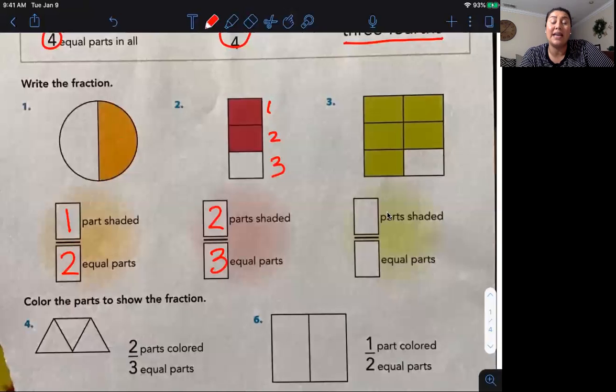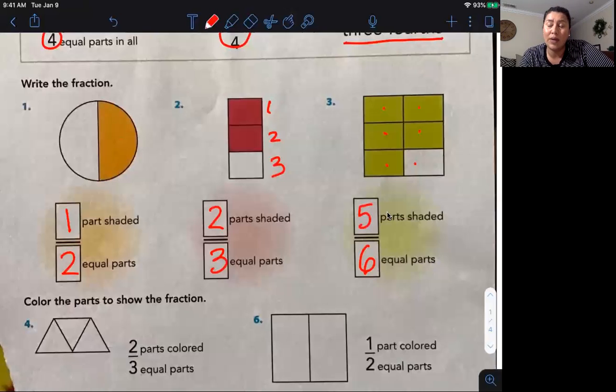Parts that are shaded in, equal parts. Well, I like to do the equal parts first. How many equal parts are there? 1, 2, 3, 4, 5, 6. All you're doing is counting how many parts it's cut into, how many pieces or slices it's cut into. There is 6. How many are colored in or shaded? 5 out of the 6.